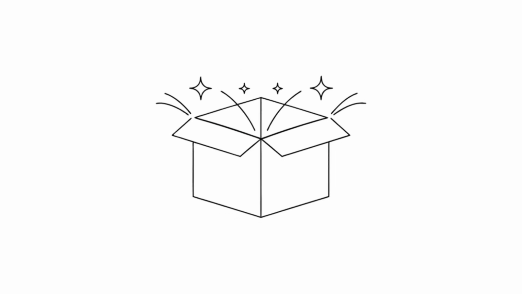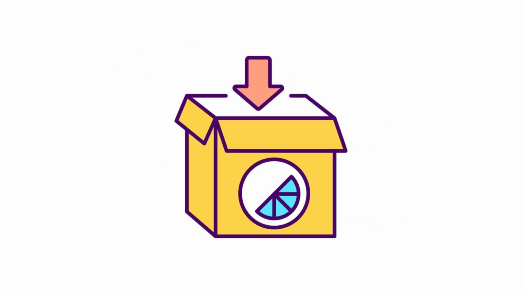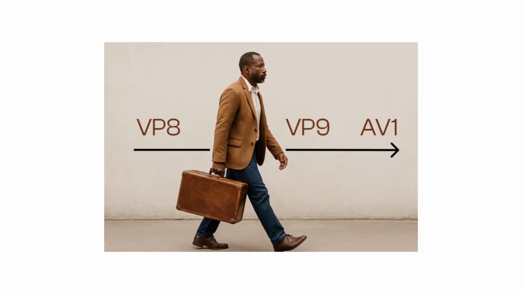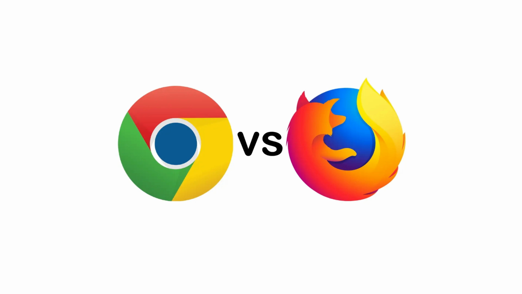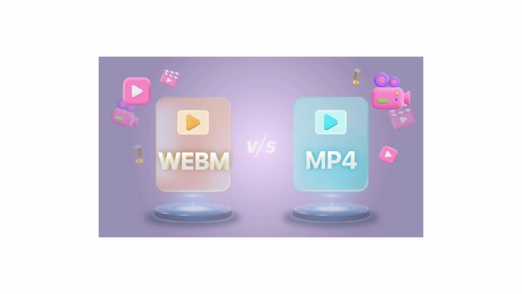Remember the box analogy? WebM is a custom box that was designed to carry specific contents: VP8, VP9, and AV1 codecs. And it was designed specifically so browsers like Chrome and Firefox could play video without paying anyone a licensing fee. It's not going to replace MP4 for general use.